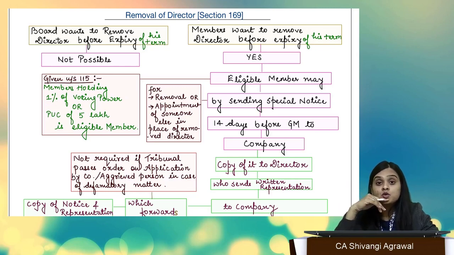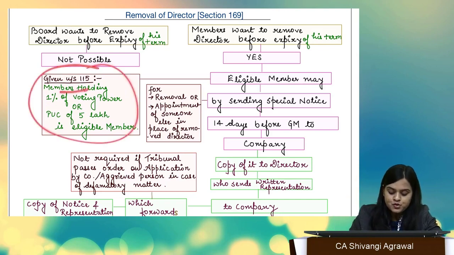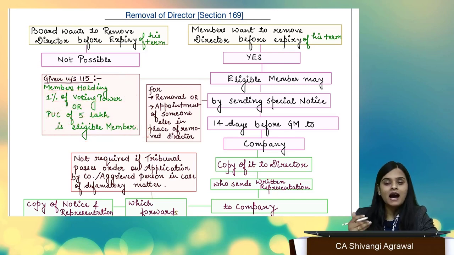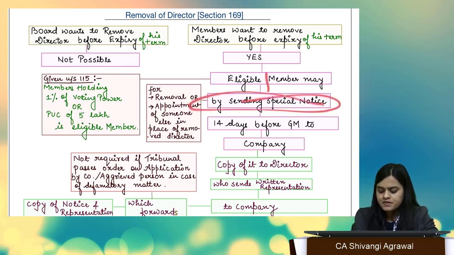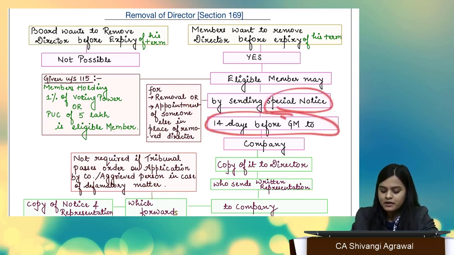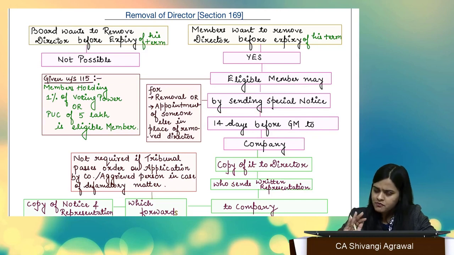But for removing the directors, you must send special notice to the company. And to send special notice, you must be eligible. How do we come to know whether we are eligible to send special notice or not? Section 115, right? So it tells us that the members who are holding at least 1% of voting power or 5 lakh paid up capital in value is an eligible member. So if you have the eligibility to send a special notice, send a special notice. This is just a name, nothing very special about it. It's just that this notice has to be sent 14 days before the general meeting to the company. General meeting, any meeting, AGM or EGM.